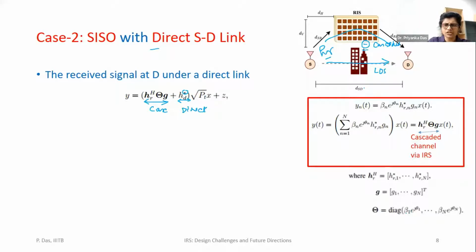Why star? That's because I am just copying the notation from the paper itself. But if you do not like the star, you can assume h_D for your direct link and do the analysis accordingly. So basically there is one channel h_D, and there is a vector here, a matrix here, and a vector here. They will form a cascaded channel. They will add up, and I will get my received signal, with this as my signal strength, and this is the AWGN noise.